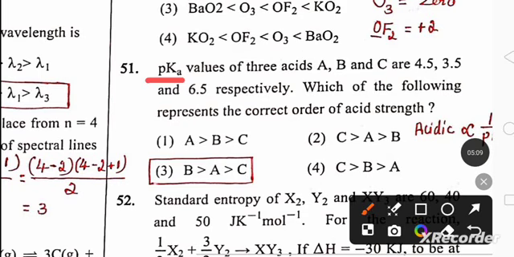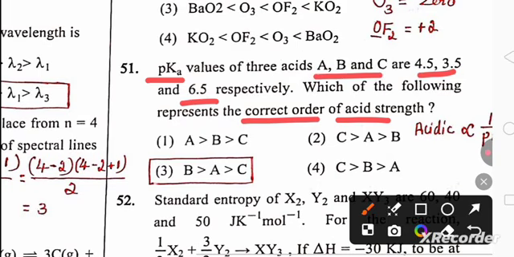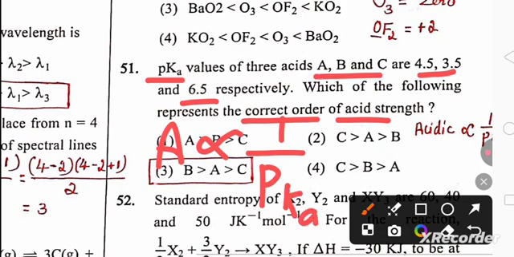Let us move to the next question. pKa values for 3 acids A, B, C have been given. Which of the following represents the correct order of acidic strength? We know that acidic strength is inversely proportional to pKa. Means lesser the pKa value, higher the acidity. Higher the pKa value, lesser the acidity.